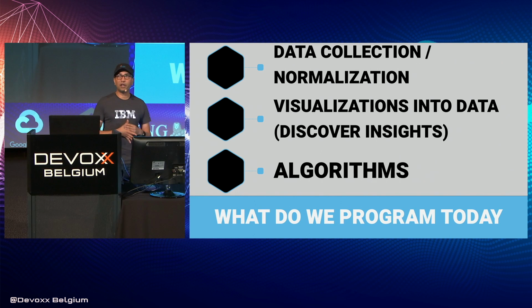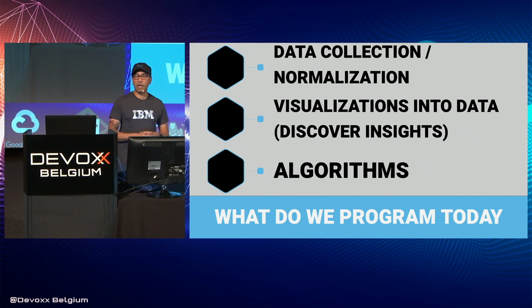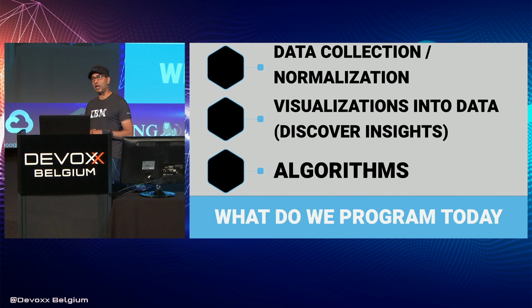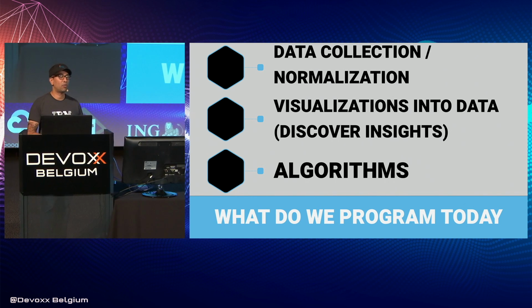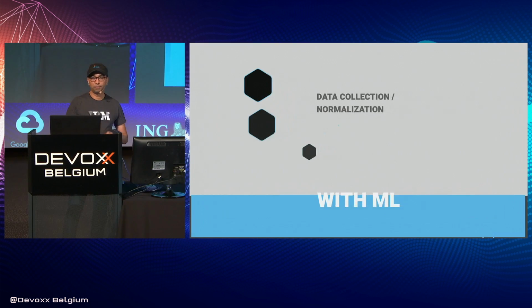We essentially do data collection and normalization, right, depending on what specific domain you're working in. And then we typically write applications that do visualizations into data, right? We discover insights into that data. And again, this is stuff that we program, and we use our own brains, and we apply certain algorithms to be able to tease out the things that we're interested in the data, to get some kind of insight into the data that we have, that we've collected through our applications, or maybe we bought a data set or something like that, right? So this is how we do programs today as developers, right?